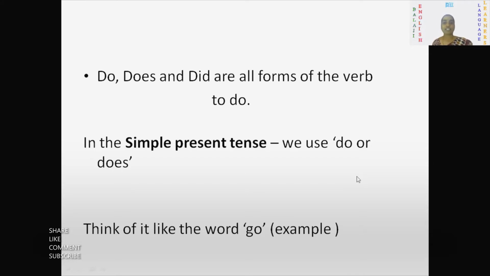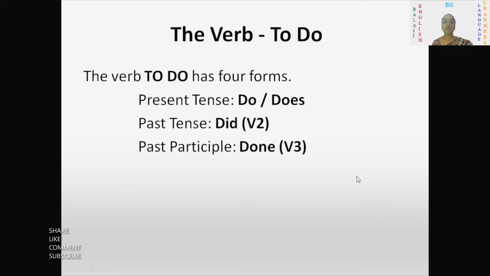Okay, next. Here we have to do. The verb to do has 4 forms. What are those 4 forms? In the present tense we have do or does. Whenever it is in the present tense, we either use do or does, depending on the subject. I said we are going to learn that in the next slides.